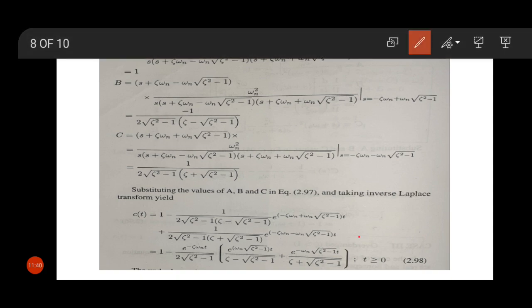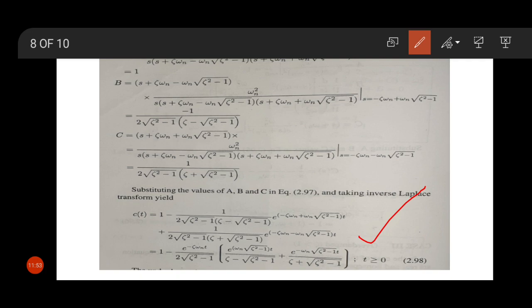After putting the values, again we are taking the inverse Laplace transform of that equation. After the inverse Laplace transform, we get the output in the time domain equal to 1 minus e to the power minus zeta omega n t divided by 2 into root under zeta square minus 1, and this whole into this term. This is the output response of the second order system when the input is step, and in this case we consider zeta greater than 1.